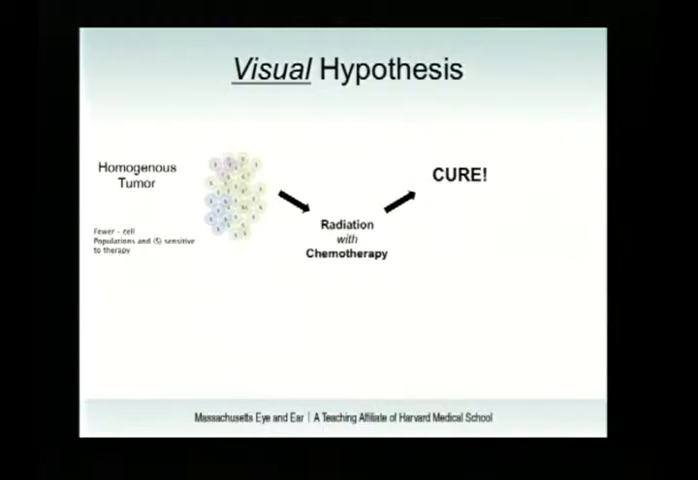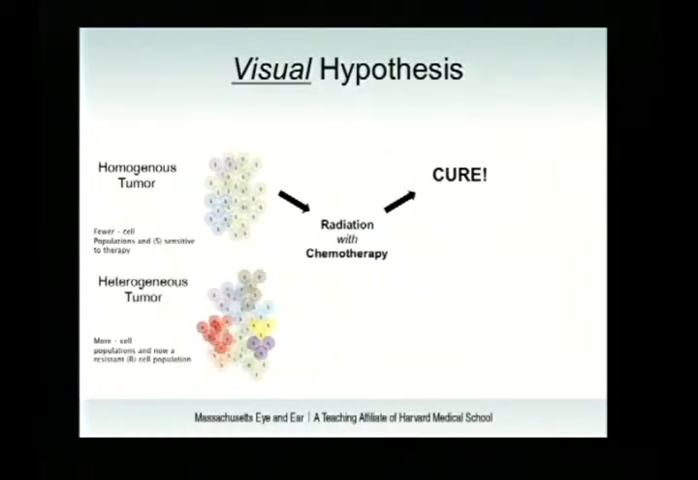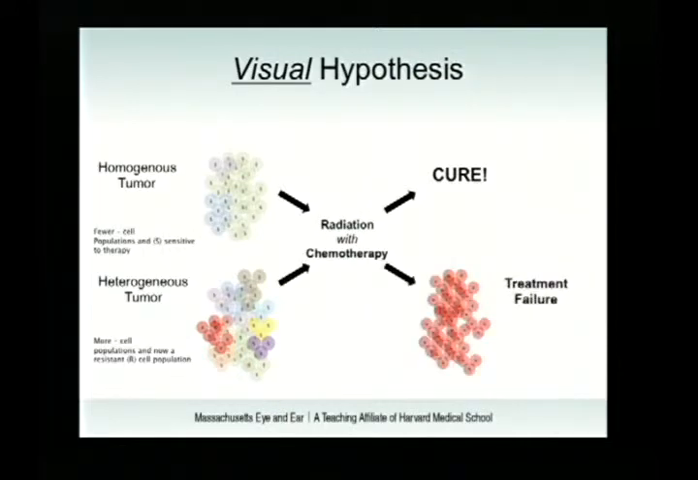The technology's failing. So it's a homogeneous tumor, fewer cell populations, they're sensitive to therapy. Treat with radiation and chemotherapy, you're going to get cured. And this is an important point, I think: it's the statistical likelihood that there's a resistant cell there, okay? So the next slide, if you look at a heterogeneous tumor, more cell populations, and now more likely to have a resistant cell population. But the end result next is that it often results in treatment failure.